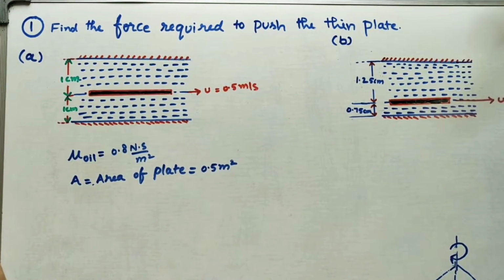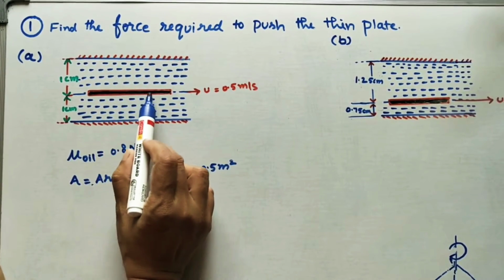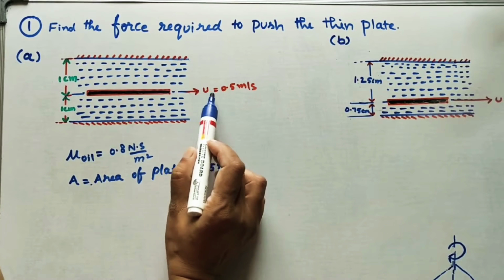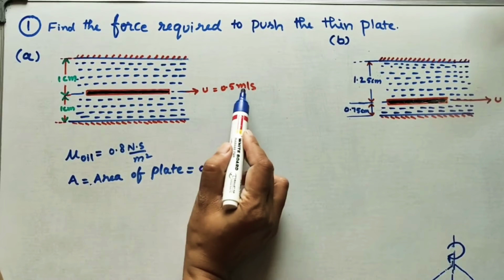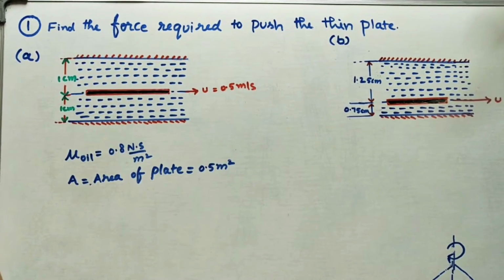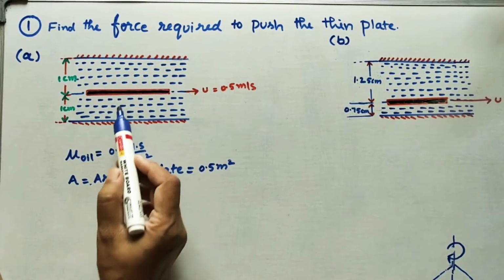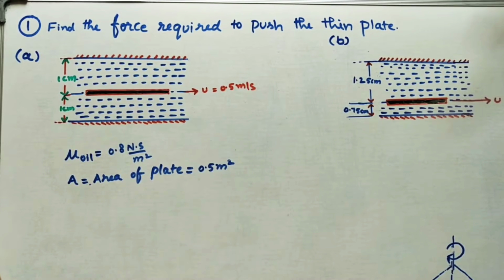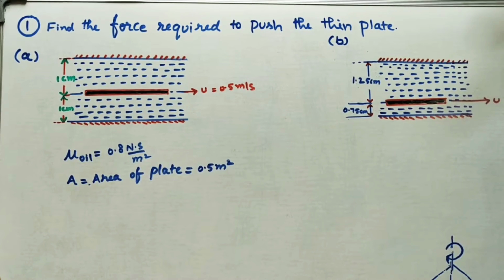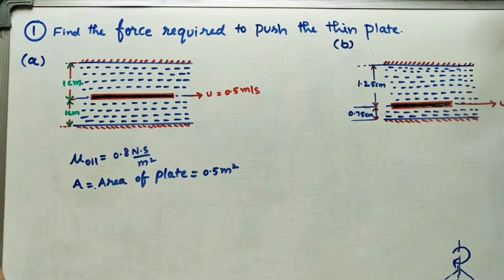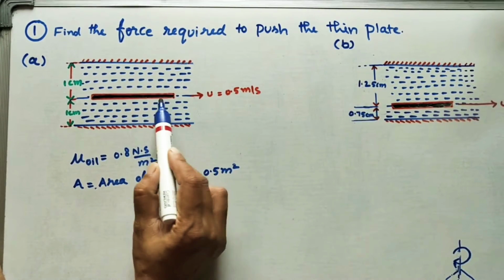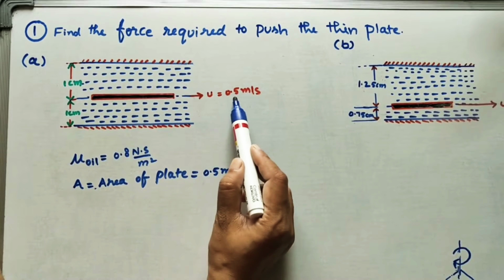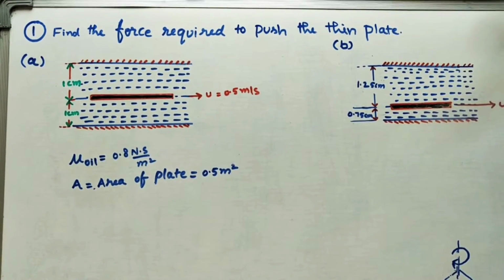What we have to find here is how much force is required to push this plate for this velocity. For moving with this velocity, how much force is required for pushing this plate in this direction. So in this problem, we have to find the force required to push the thin plate in this direction with the velocity u equal to 0.5 meter per second. So how to solve this problem?